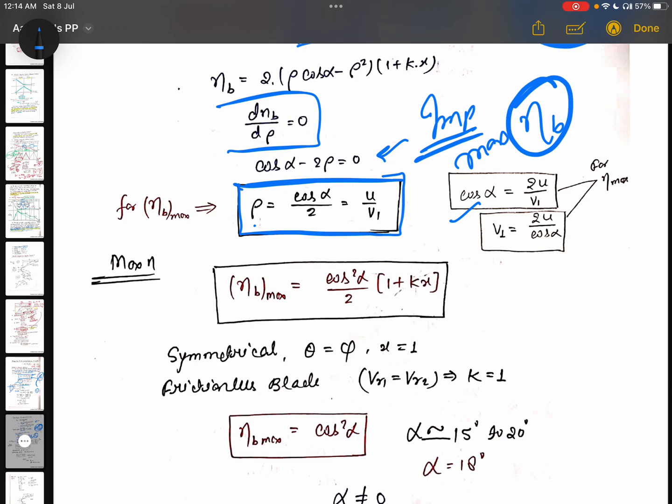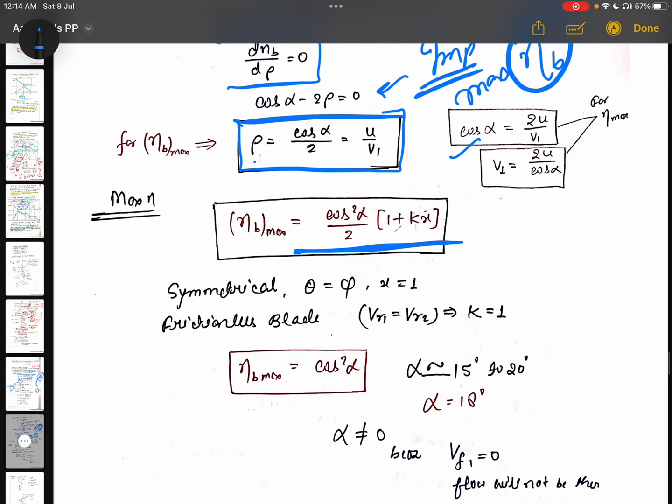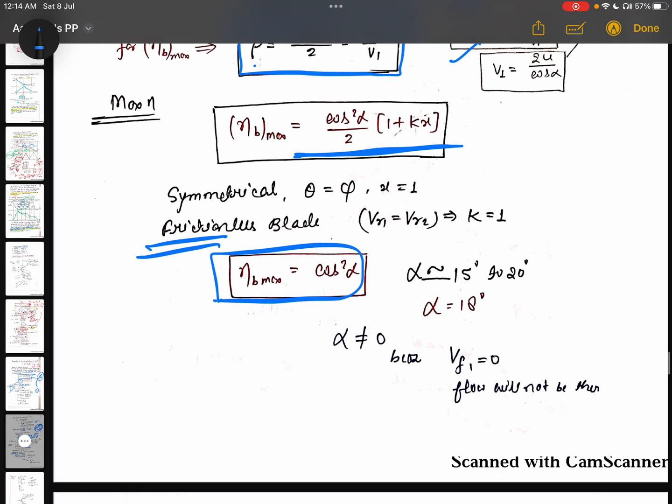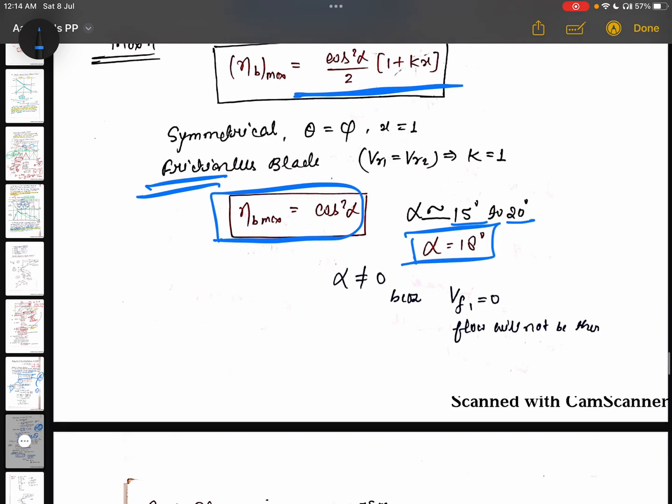And the maximum blade efficiency we will get is cos square alpha by 2 into 1 plus kx. If there is zero friction, then the maximum efficiency will be cos square alpha for a frictionless blade. Usually the blade angle is 15 to 20 degrees, or we use 18 degrees.